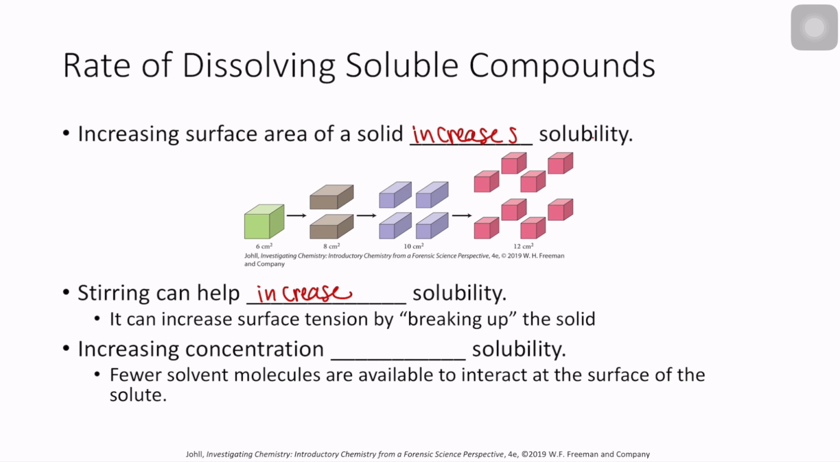Increasing the concentration can decrease the solubility. If there are fewer solvent molecules compared to the solute molecules available to interact at the surface of the solute, then they're not really going to be able to surround it.